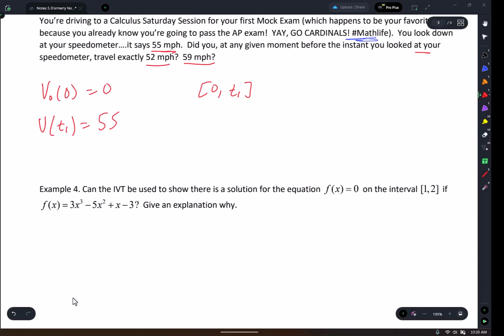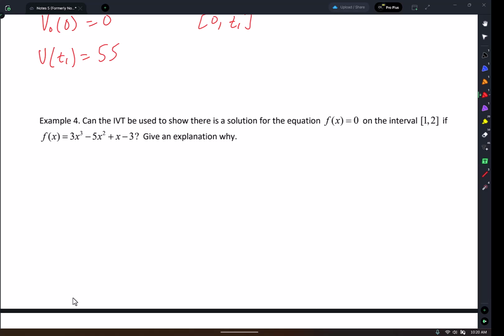All right. So let's see. Look, we're about to do one with math here. Can the Intermediate Value Theorem, and I'm doing such a bad job of it, do not use the acronym, say the whole thing. Can the Intermediate Value Theorem be used to show that there is a solution for the equation? Look what they wanted. They wanted it to equal 0, on the interval x1 is 1, x2 is 2. If f of x equals that, give an explanation why.